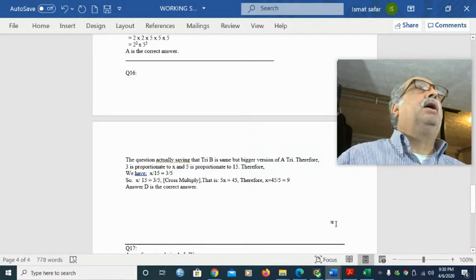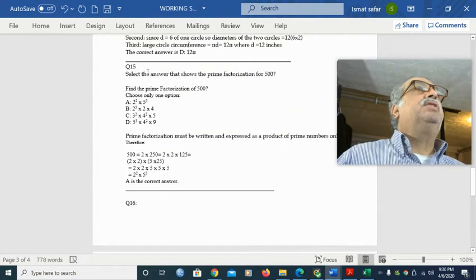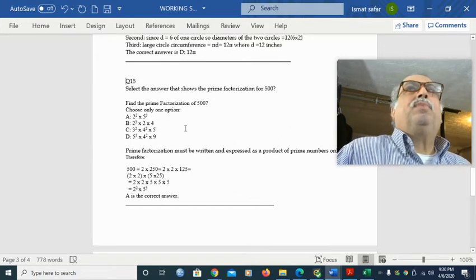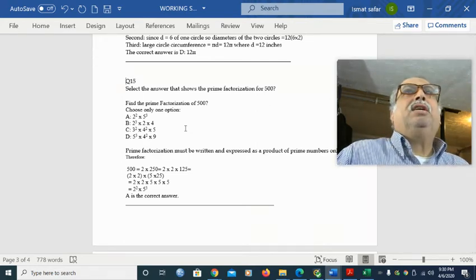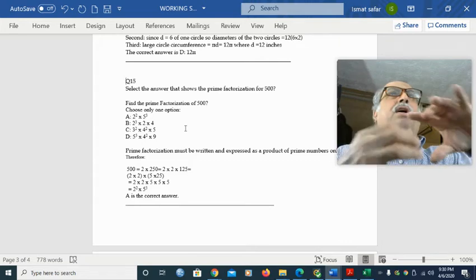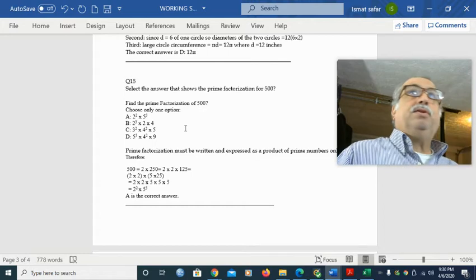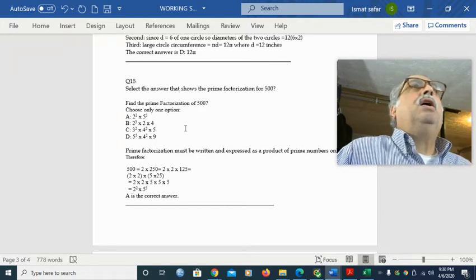Hello again. Question number 15. A prime factorization number. Question 15 says we have to do prime factorization. They give you a number and then ask what is the prime factorization, which means the actual numbers that you multiply together in order to get a much simpler operation.